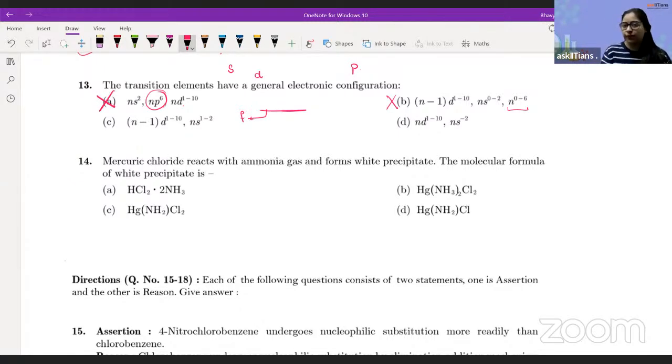A is also wrong. NS having a value of -2, that doesn't make sense. Right? Because it's just 2 electrons. So it is 1, 2. It's a positive number. How can it be a negative value? So the answer is C.